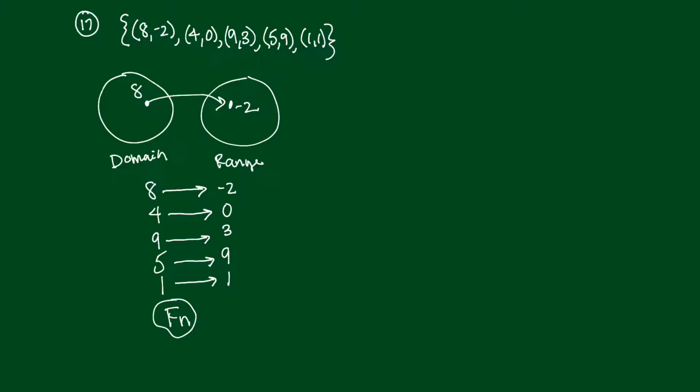And in fact, here's the domain. This is the collection of first elements. So the domain is 8, 4, 9, 5, and 1. And the range, that's the collection of second elements. That's going to be -2, 0, 3, 9, and 1.